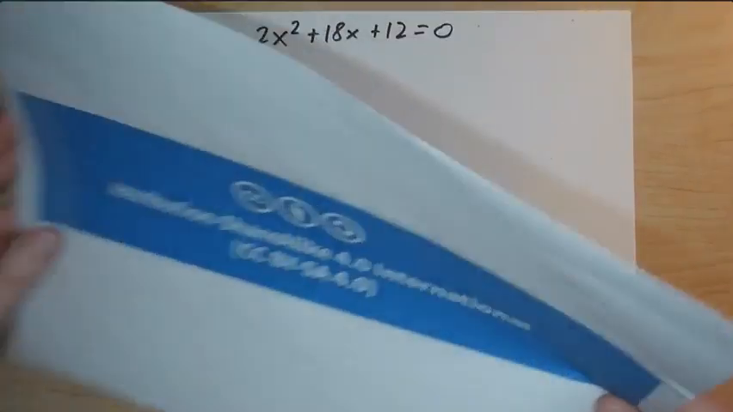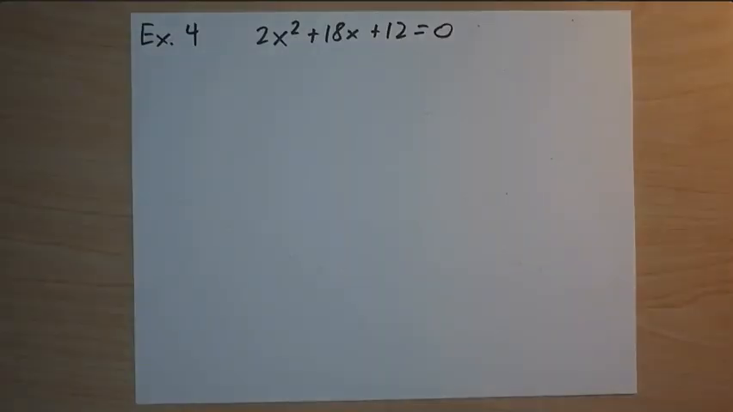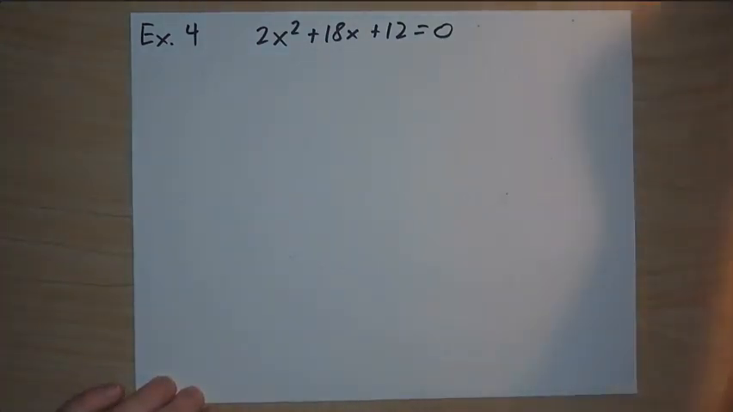This is Lab 18, Example 4. We have the quadratic equation 2x squared plus 18x plus 12 is equal to 0. We want to use the discriminant to determine the type of solutions this will give, and then we want to find the solutions in simplest form.